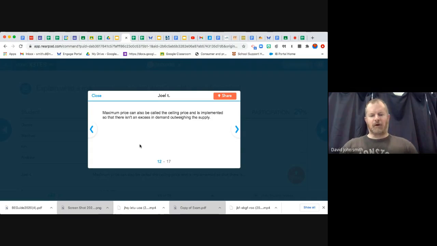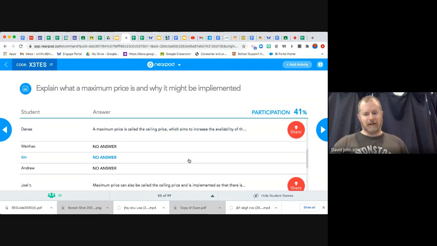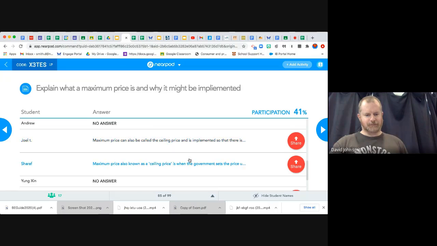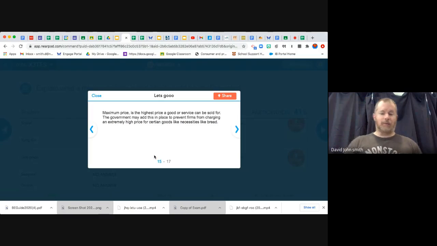All right, the maximum price, you put it in place because you think that the market price is too high. The good has become unaffordable for perhaps everyday consumers, or there's such a scarcity of it that they're worried about people getting it. So the availability question. So they might actually put that in place to help people, help it become more available.